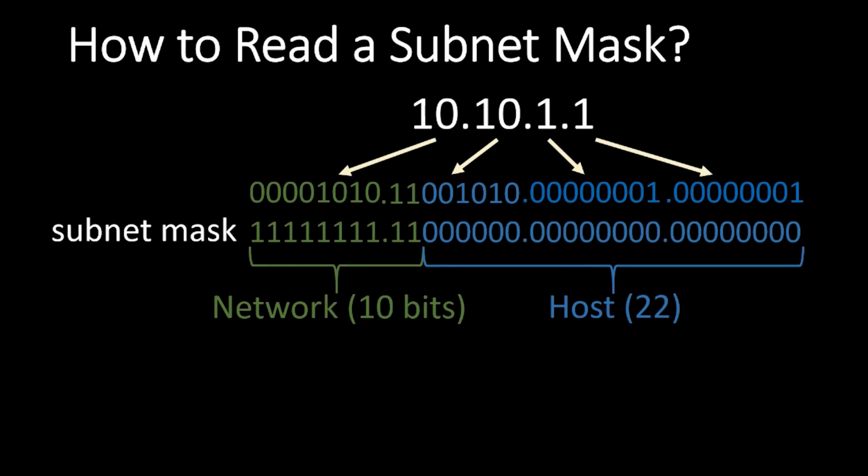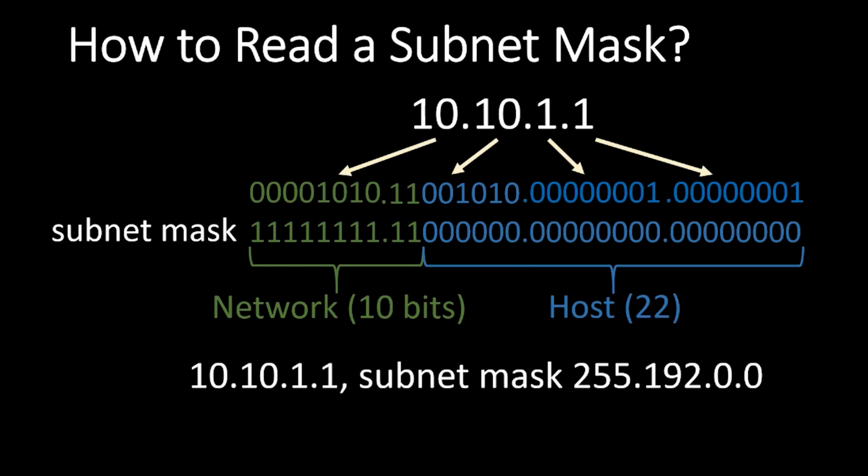Let's look into the other example, which is 10.10.1.1, but this time the subnet mask is 10 bits. So this IP address can be read as 10.10.1.1 and subnet mask 255.192.0.0. Or we can simply say the IP address is 10.10.1.1/10. So after we discussed IP address and subnet mask, we need to discuss the gateway.